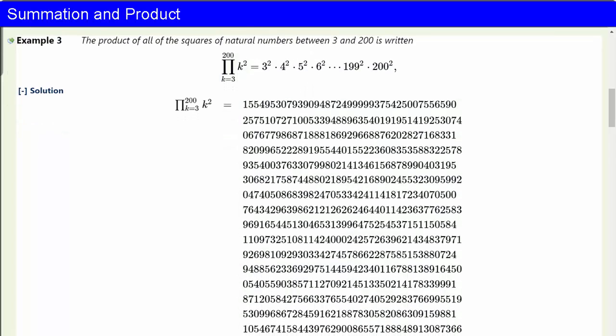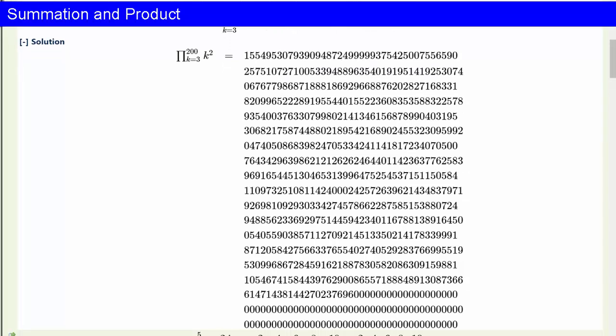The product of all of the squares of the natural numbers between 3 and 200 can be written very compactly. It's the product starting at k equals 3 and stopping when k is 200 of k squared. And that's just 3 squared times 4 squared times 5 squared and so on up to 200 squared. And I really don't want to write down that actual number, but since you're probably curious, it is as follows, and no, I'm not going to read it out. I hope you are surprised by the size of this simple-looking expression. It is our wonderfully efficient notation that makes this huge number easy to write down and manipulate.